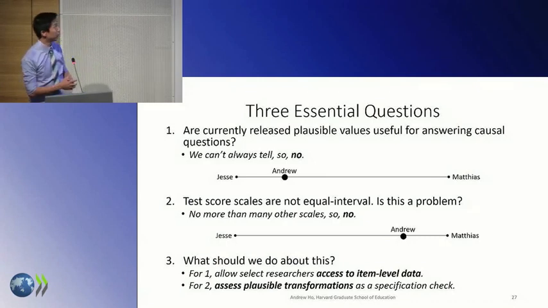And then third, what should we do about this? For one, allow select researchers access to item-level data. We should put it to a vote. And for two, assess plausible transformations using clever methods that we will discuss later today. So with that, I look forward to the conversation for the rest of the day. Thanks very much.